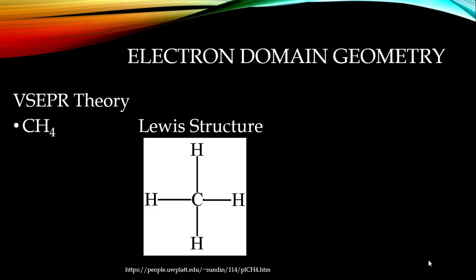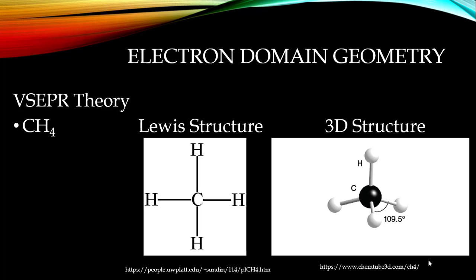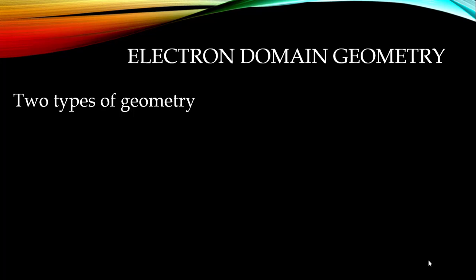When we draw the Lewis structure, it looks like this, and it appears that the angle between the carbon-hydrogen bonds is 90 degrees. But that's a two-dimensional structure. In real life, methane has a three-dimensional structure where the angle between the bonds is just a titch over 109 degrees. Now it turns out that we're going to be discussing two types of geometry.